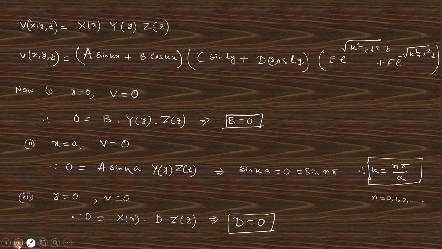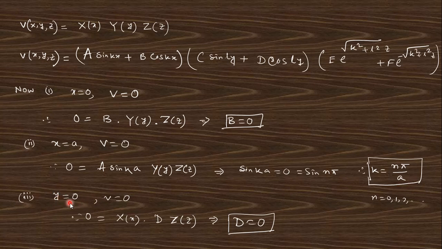Now putting the values of x, y, z, we get this expression. Now we use the boundary condition: at x equals 0, V equals 0. So x being 0 means this is 0, and this is b, so here we get b equals 0. Similarly at x equals a, V equals 0, so this will be a sine of this, and from here we get the value of k, that is n pi by a.